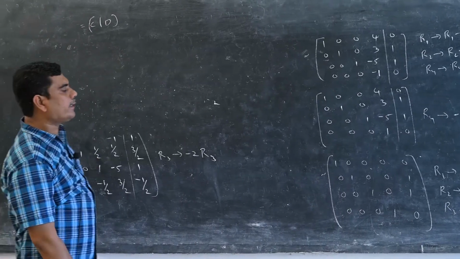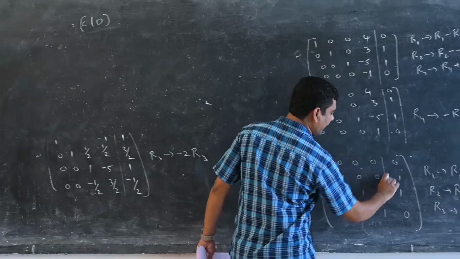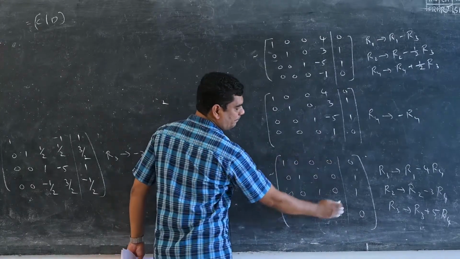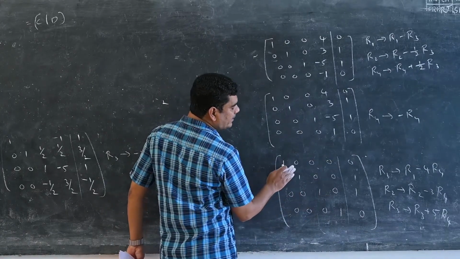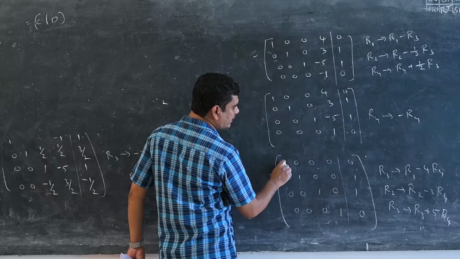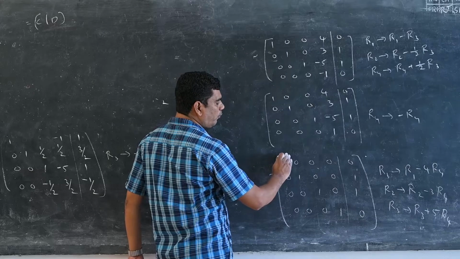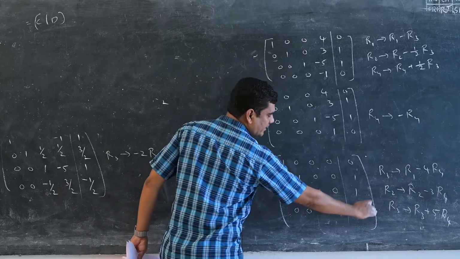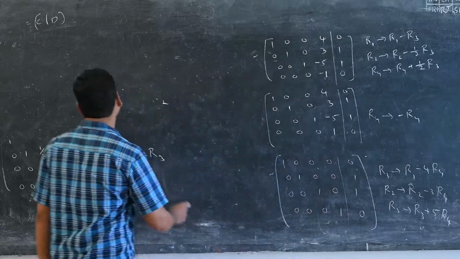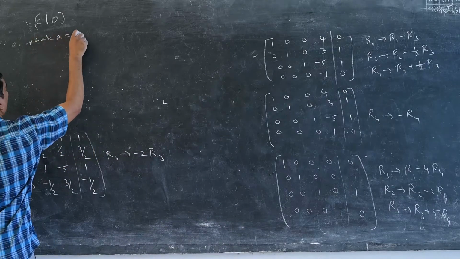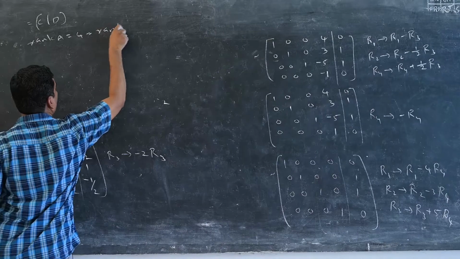Now rank A is equal to, rank A is number of non-zero rows in C. This is the C part. Rank A is number of non-zero rows in C. It is equal to 4. Rank AB is equal to number of non-zero rows in this whole matrix CD, it is equal to 4. So rank A is equal to 4 is equal to rank AB.